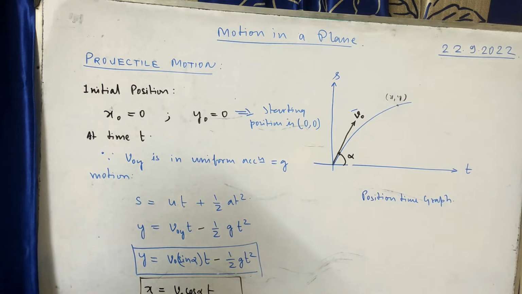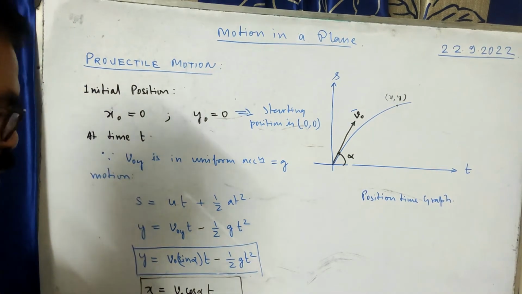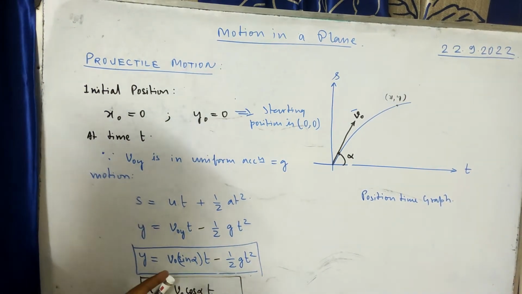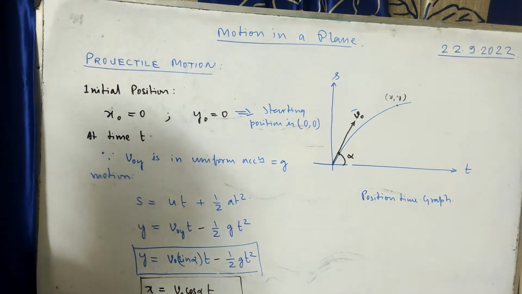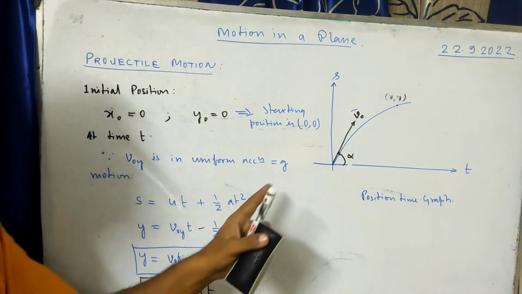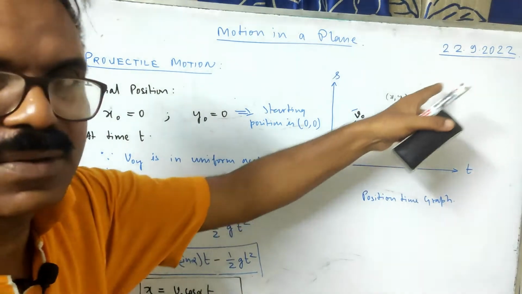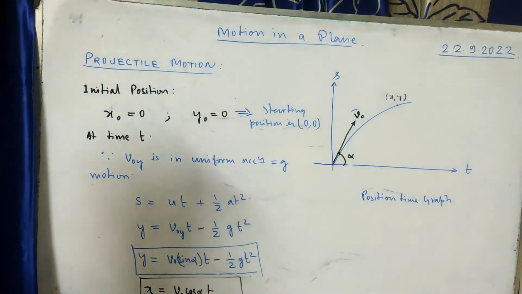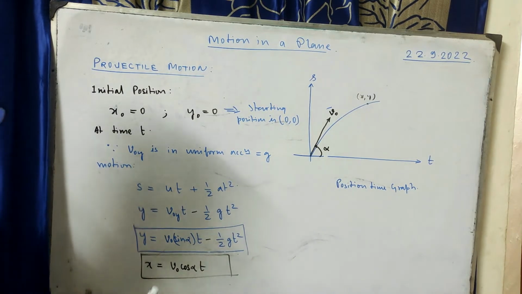Cos alpha is constant because you are throwing at a certain angle, so alpha is constant. V0 you know because you are throwing with a certain velocity magnitude. And t is the time at which you want to find out. This t will vary. Here it will be 0, here it may be 1 second, 2 second, 3 second, 4 second, 5 second, like that it will go. So till now we came to know the position at any time t.